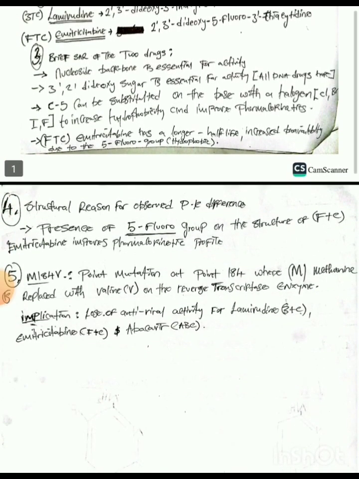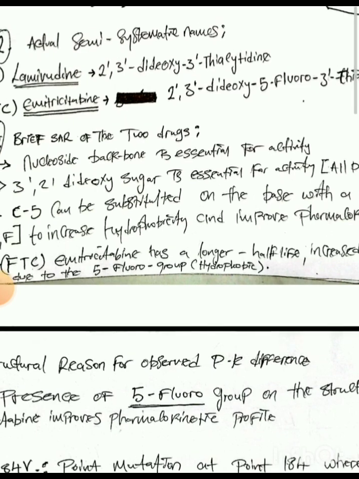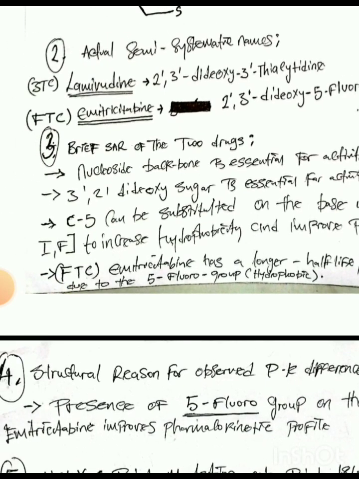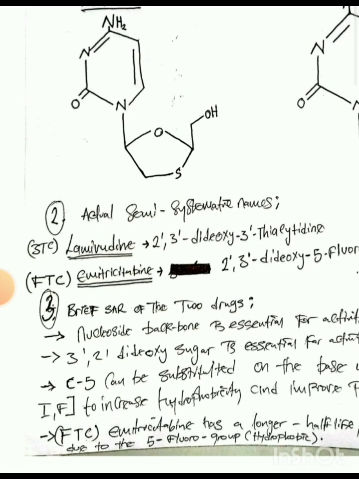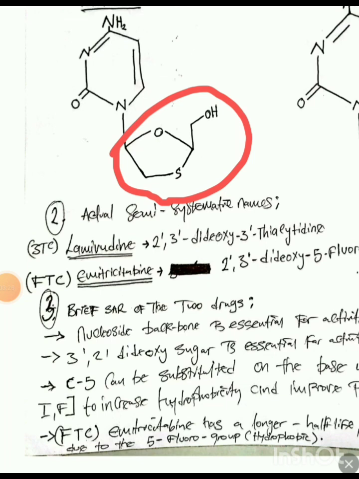Question 2, what are the semisystematic names of these drugs? So lamivudine, semisystematic name, I will give it: 2 prime 3 prime dideoxy thiocytidine, which is here. So that is lamivudine. Of course, we can pinpoint where the 2 prime 3 prime dideoxy is coming from. That is coming from our sugar. Our sugar is a 2 prime 3 prime dideoxy. Okay, and then the 3 prime thiol.